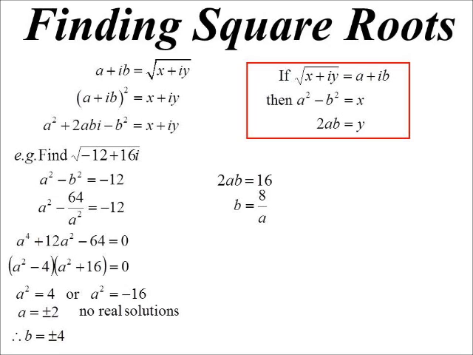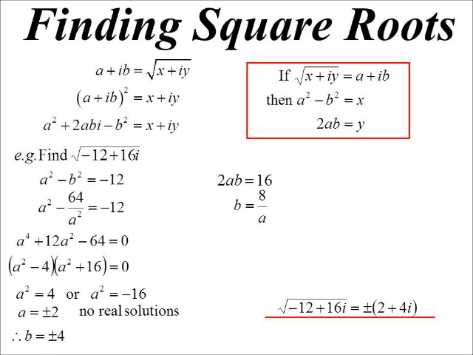Now, that actually is a bad way I've written that answer, because that actually implies there are 4 possibilities. What I am really meaning to say is when a is plus 2, b is plus 4. Because over here we know the signs are going to be the same. B is 8 on a. So my actual answer then, there it is, plus or minus 2 plus 4i.